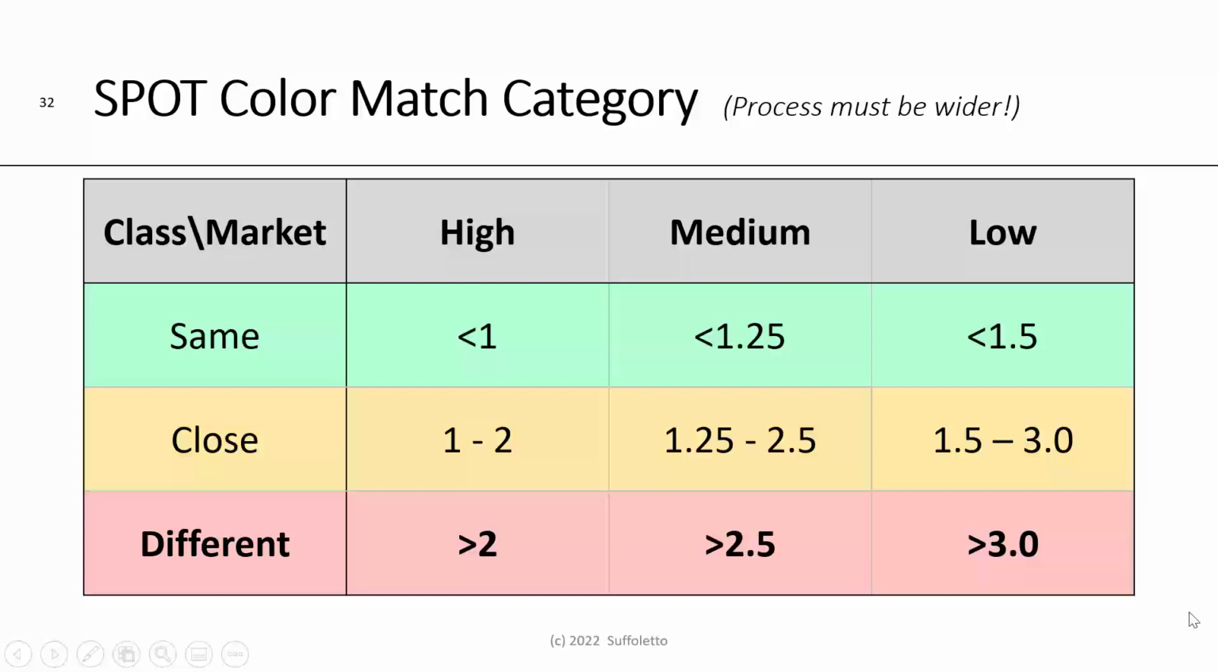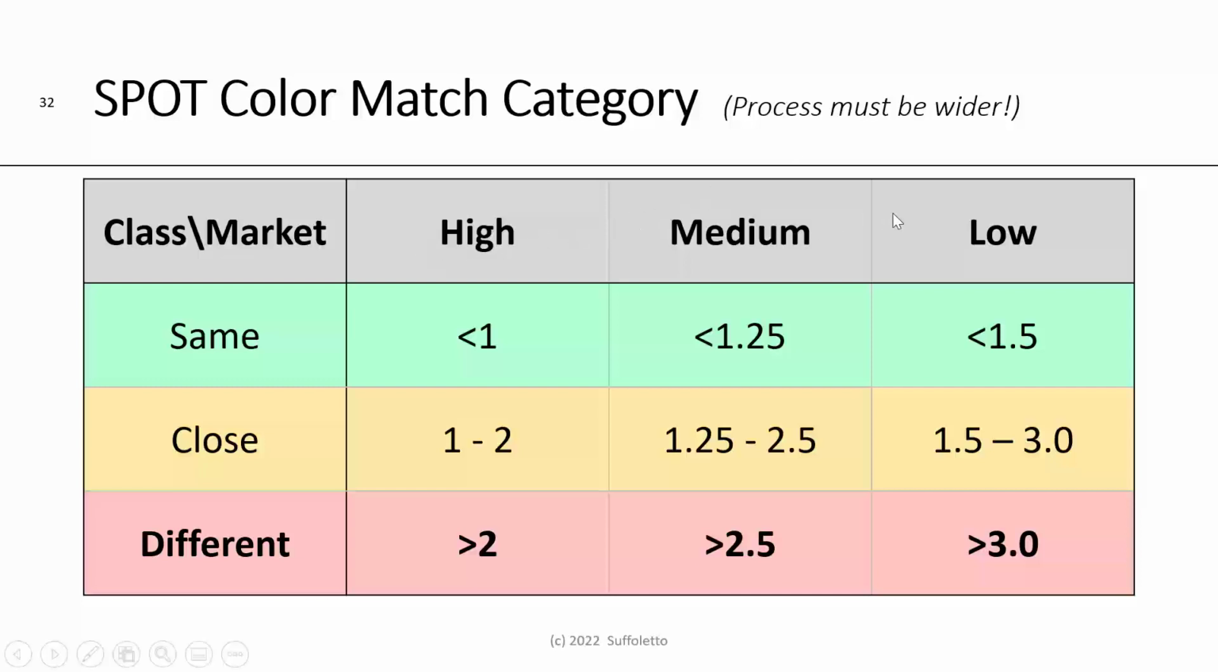Now, we've talked about this before. When you look at two colors and you're trying to classify and categorize the accuracy of the color match, you use these word adjectives. They're same, they're close, or they're different. Now, for spot color, which is very simple, it's just a solid, you can use these tolerances. But for process color, because it's more complex, there are four independent, mutually exclusive variables, the cyan, the magenta, the yellow, the black. You have to have wider tolerances.